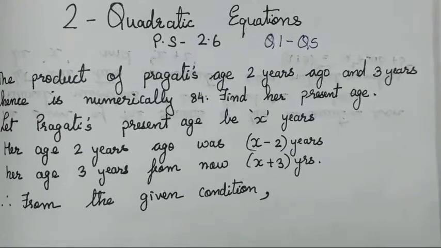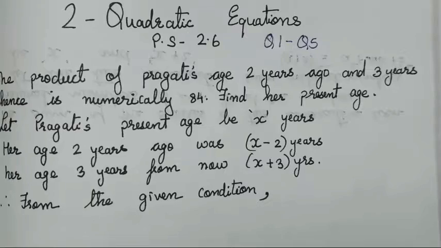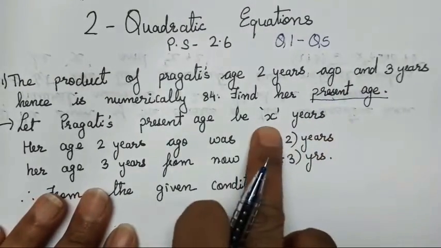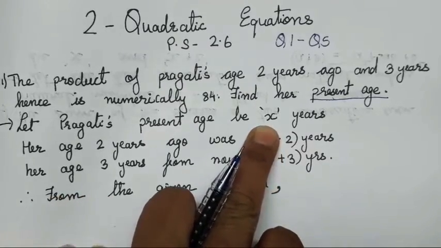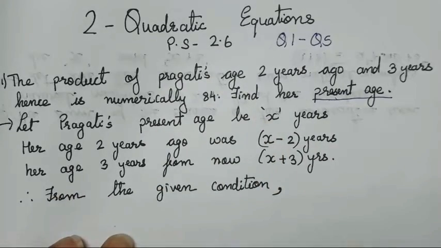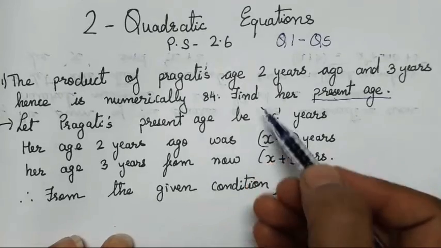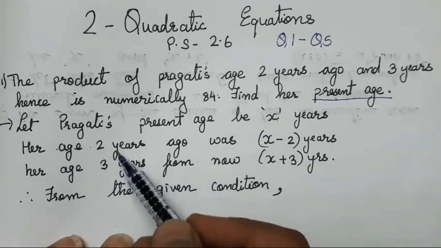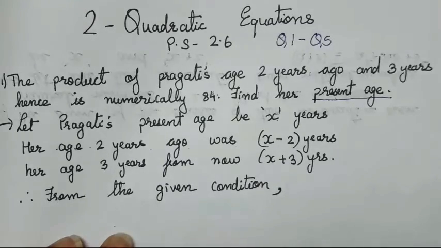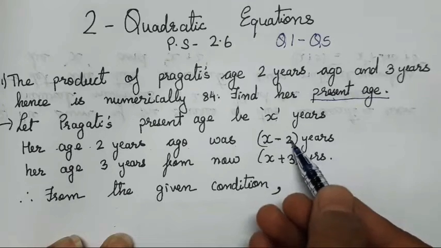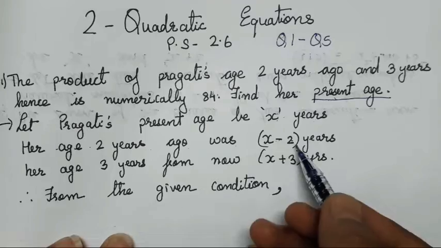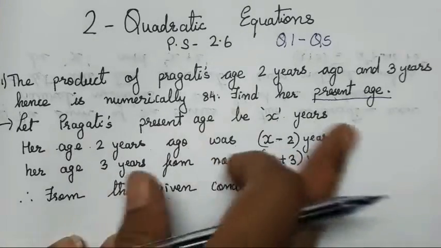So first we will suppose Pragati's present age, because whatever we have to find, that is present age, we need to suppose it in x. Okay, so whatever finding we have to do in a problem sum has to be denoted with x. Now her age 2 years ago was, 2 years ago it is going to be minus, isn't it? 2 years, that is why minus 2 we have taken, and x, because her present age we need to minus it with 2 years. Got it? I think this is clear.